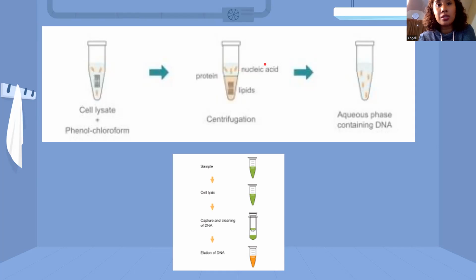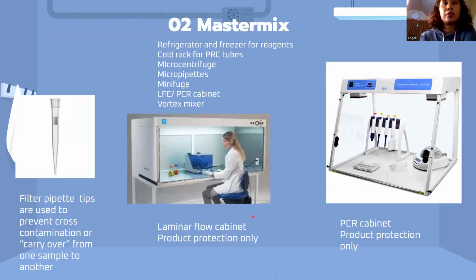So, using minifuges is very important. It's different if you use elution, however, we still need minifuges. Next, we have the master mix area. I already mentioned this, we have filtered pipette tips to prevent carryover, so that the piston of our micropipette will not be contaminated.